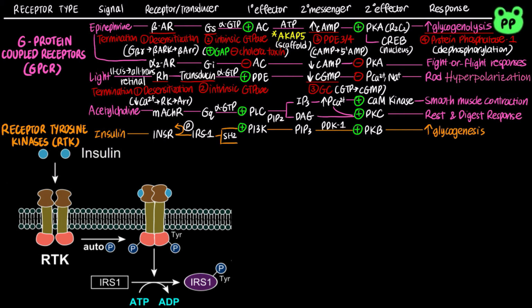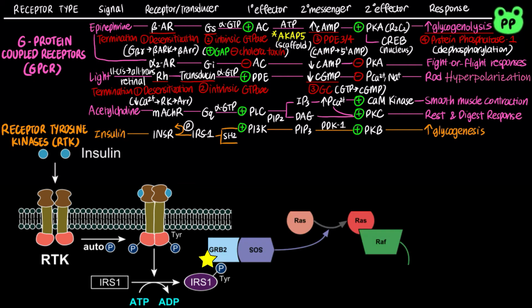IRS1 also branches into another pathway that affects gene expression. First, the phosphorylated tyrosine residue of IRS1 binds to the SH2 domain of the protein GRB2, which is an adapter protein that also binds to the proline residues of the protein SOS through the SH3 domain. SOS replaces the GDP bound to the G protein RAS with GTP, thus activating it.